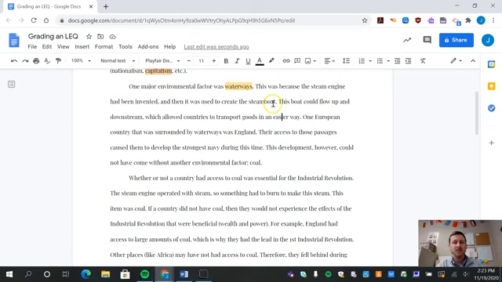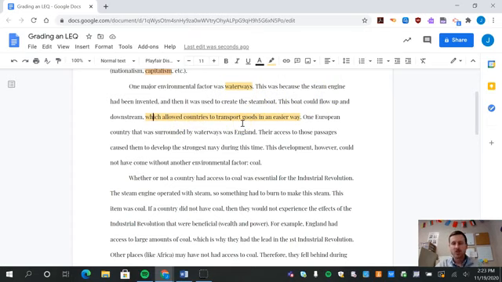And then it goes on to explain, this boat could flow up and downstream, which allowed countries to transport goods in an easier way. What I like about this is this transition of "which." All right, and I'll highlight it here. Whenever I think about how to get analysis and reasoning points on an LEQ, I think a very simple structure of this leads to this, which leads to this. All right. The steam engine leads to the steamboat. The steamboat does this, which allows countries to transport goods faster.